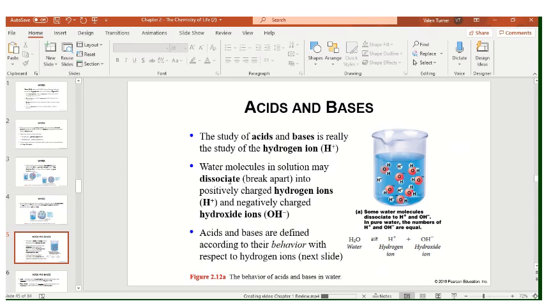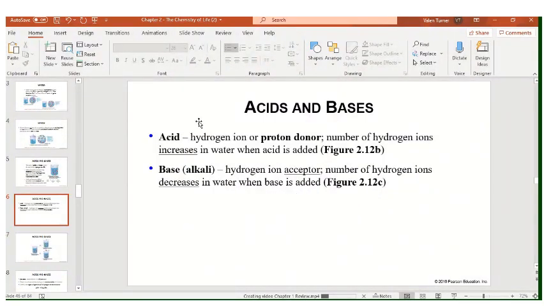When you drop it in water, it will break apart. We say you dissociate, it means break apart. And you will release positively charged hydrogen ions. That is an acid. While a base, when you drop a base in water, it will also break apart and release negatively charged hydroxyl or hydroxide ions. That is it. That's the definition.